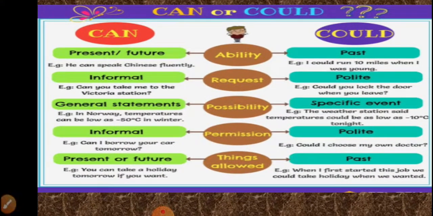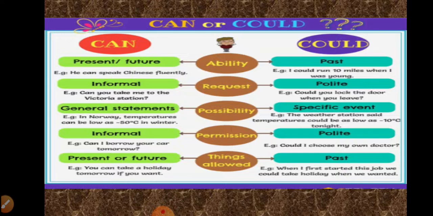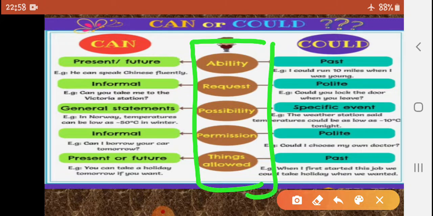Let's move ahead. Some of the students asked me, ma'am, we are not able to understand the difference between can and could. So I am here with the difference, emphasizing can and could. They both are used for ability, request, possibility, permission, things allowed. The very first thing you should know is that can is used in present and future tense. For expressing past tense we should use could, which means could is the past form of can. That is the first thing we should understand.